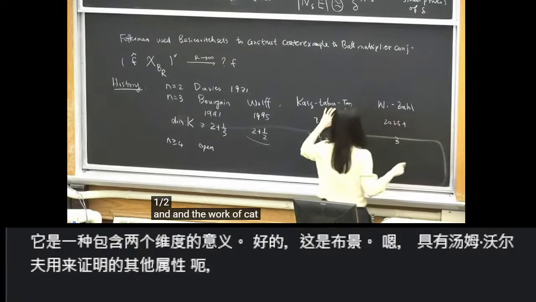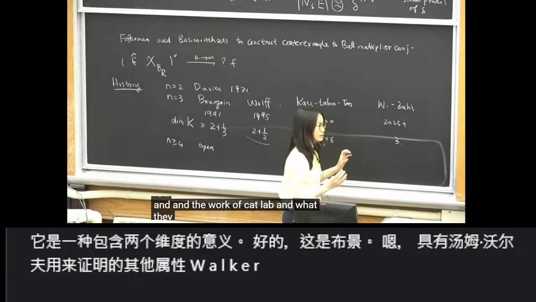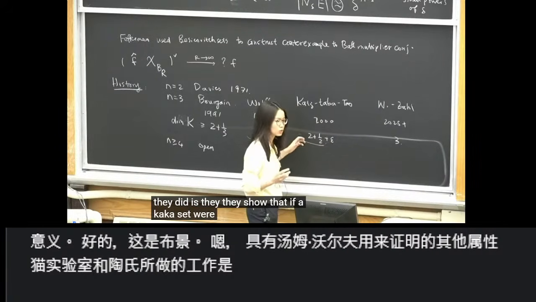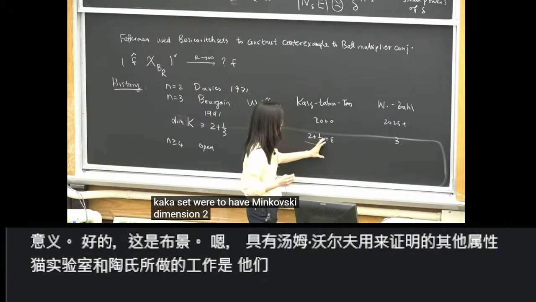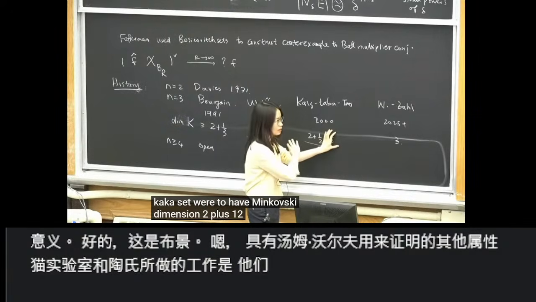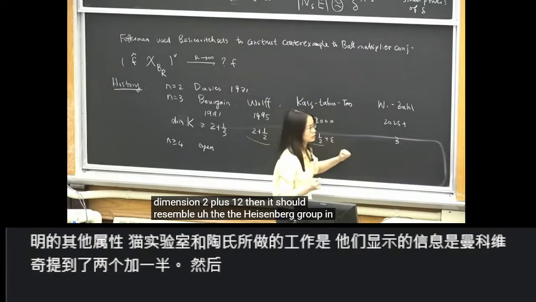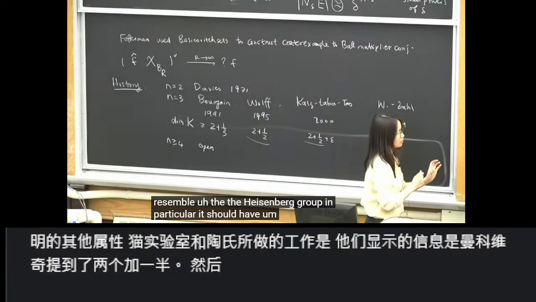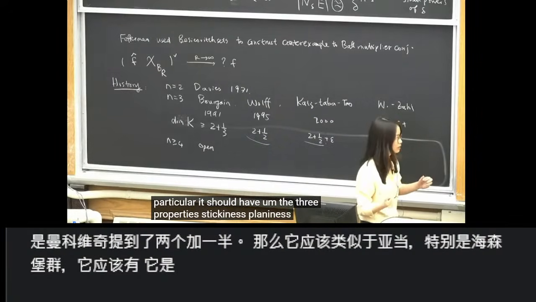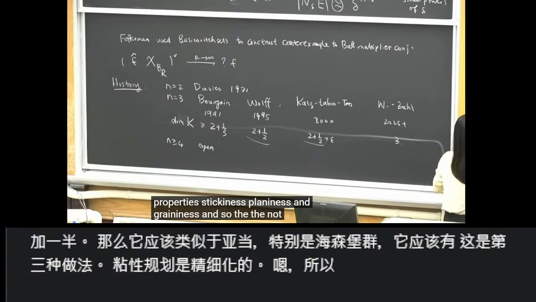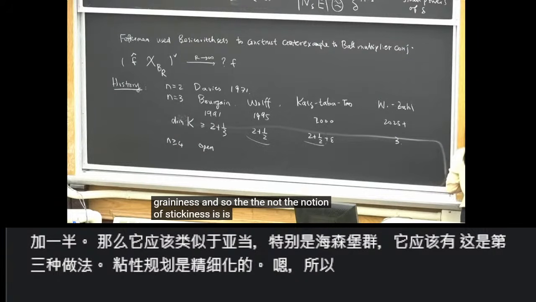And the work of Katz and Zahl, what they did is they showed that if a Kakeya set were to have Minkowski dimension 2 plus 1/2, then it should resemble the Heisenberg group. In particular, it should have the 3 properties: stickiness, planiness, and graininess. So the notion of stickiness is going to play an important role.